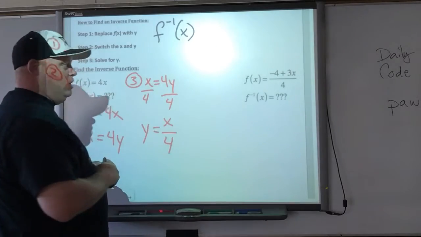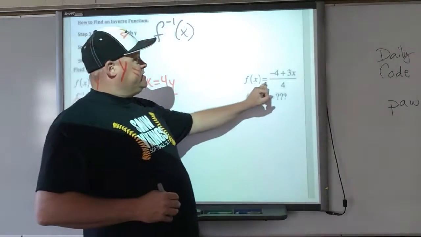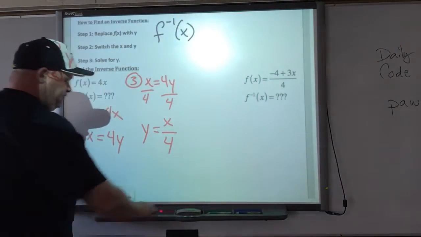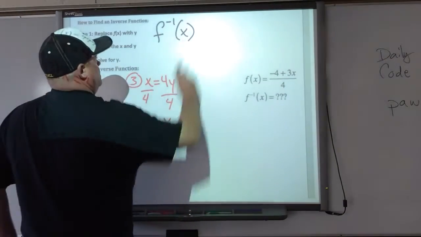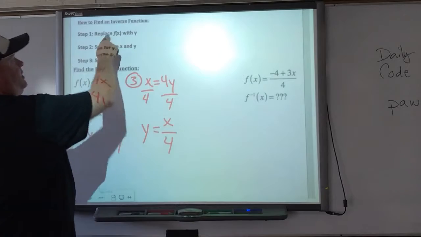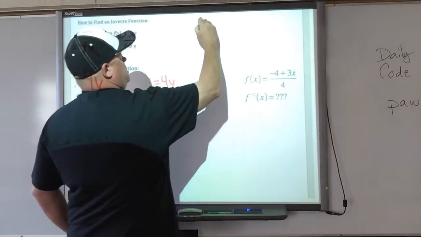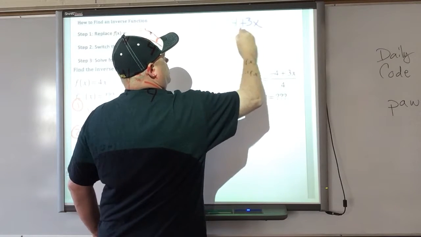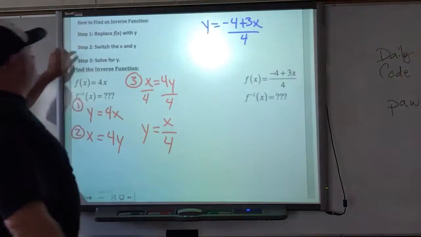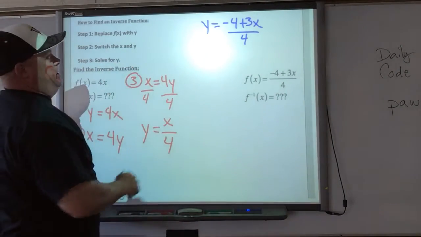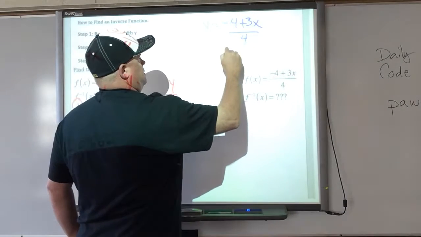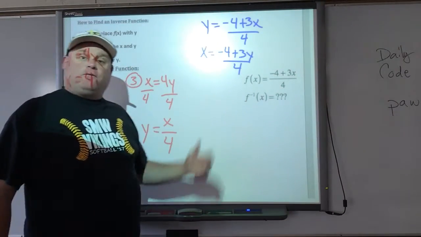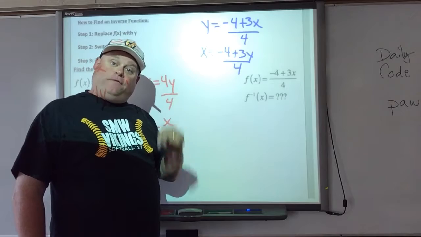All right, let's move to the second one. The next one says f of x equals negative 4 plus 3x, divided by 4. I'm going to do it in blue. Step 1 says replace f of x with y. So y equals negative 4 plus 3x all divided by 4. Step 2, switch the x and y. This becomes x. This becomes y.